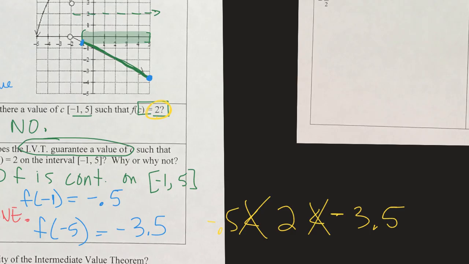It can guarantee anything between negative 0.5 and negative 3.5. Those are the y values that the IVT will guarantee to be there. All the other ones, not guaranteed. So it's about the guarantee. That's why we say no, because the k value that we're talking about is not in between your 2 endpoints. So there's a couple things we have to check. Number 1, is it continuous? Number 2, what are the endpoints? And number 3, is our value between there?